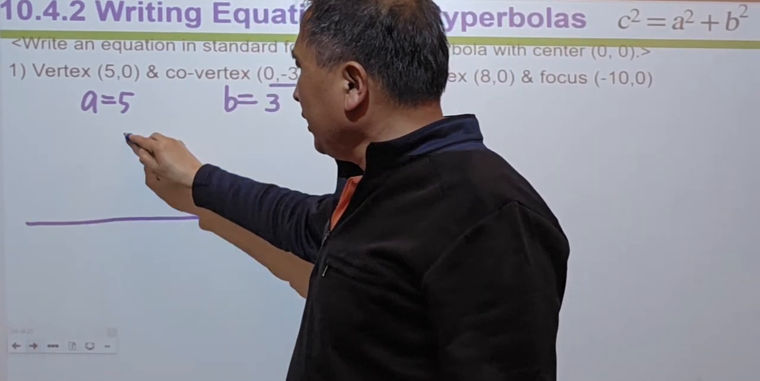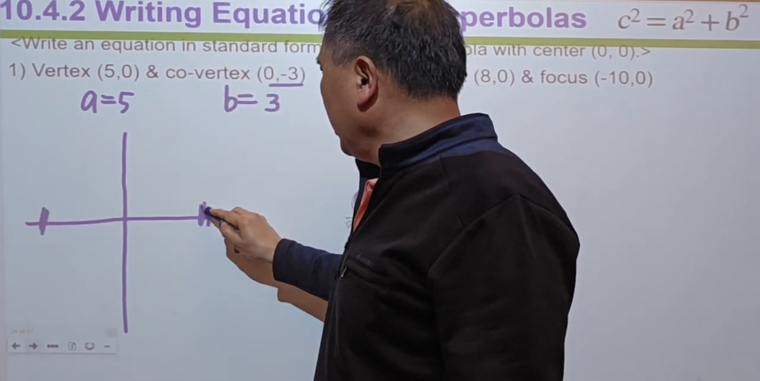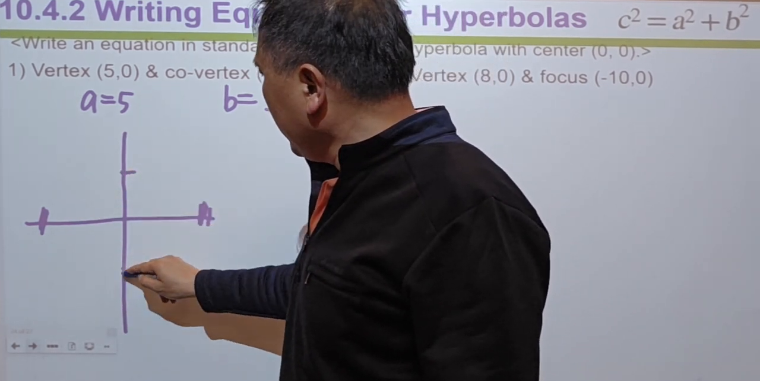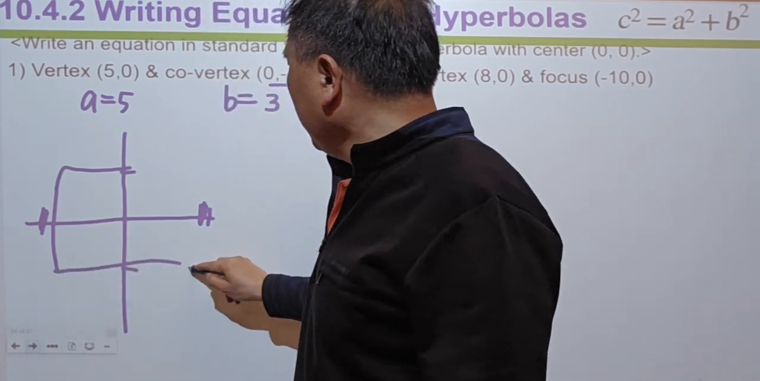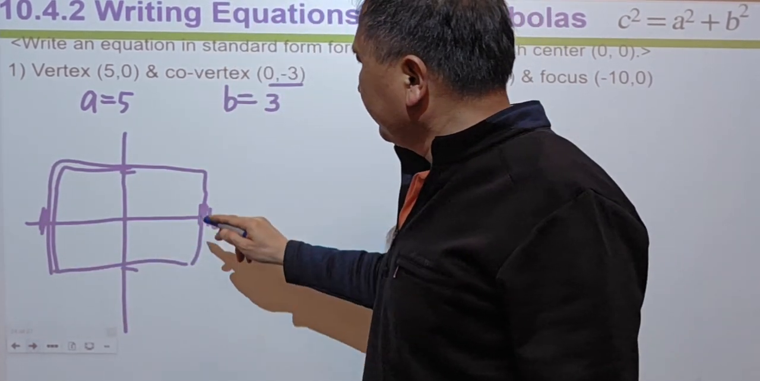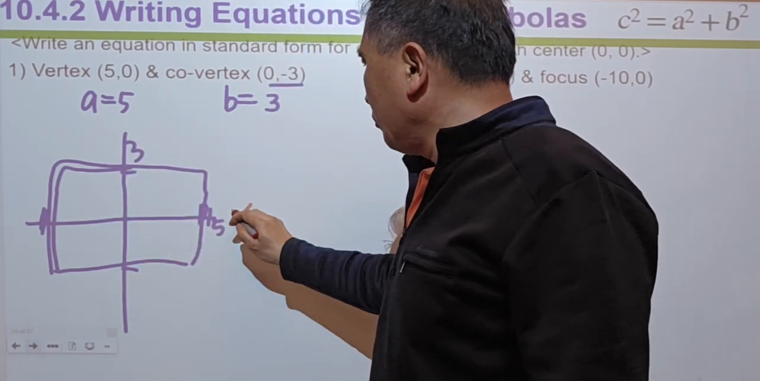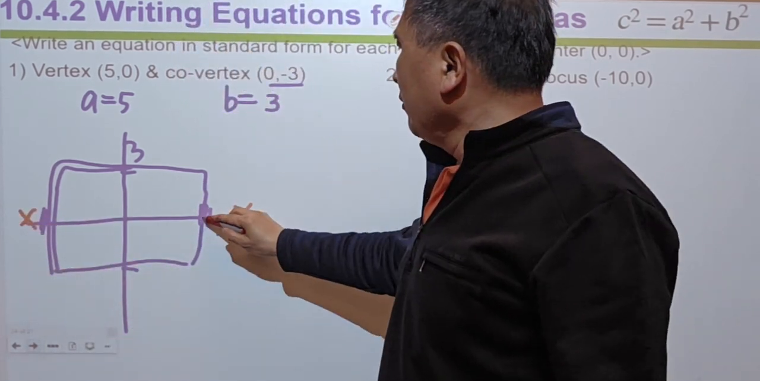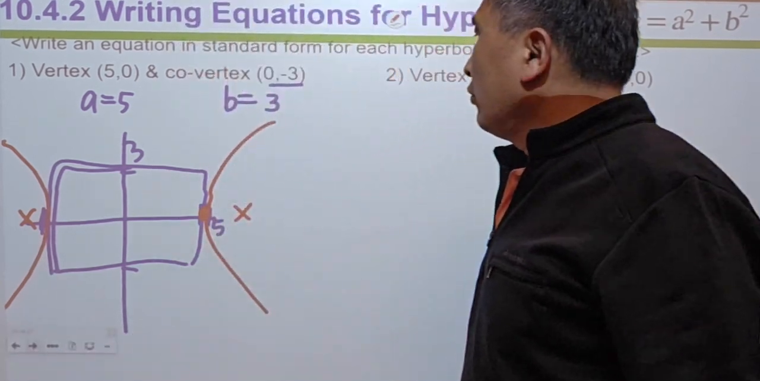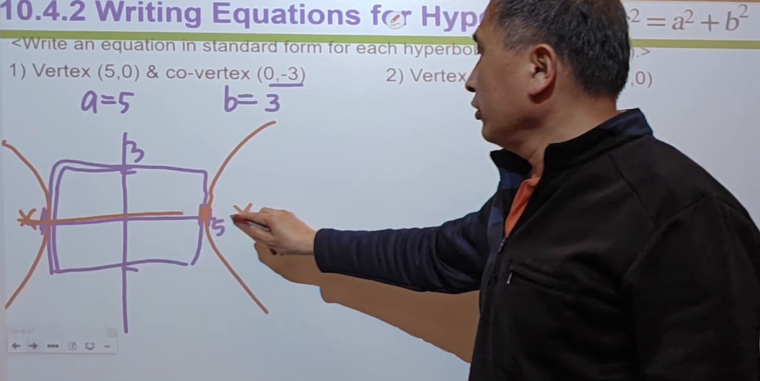So if we draw roughly (5, 0) right here, that's the vertex, right? And then the covertex is (0, 3) right here. So if you draw a rectangle right there, this is 5, the vertex, and this is 3. And the focus is a little bigger than the vertex. So we're going to find the equation: vertex on the x-axis, focus on that side too.